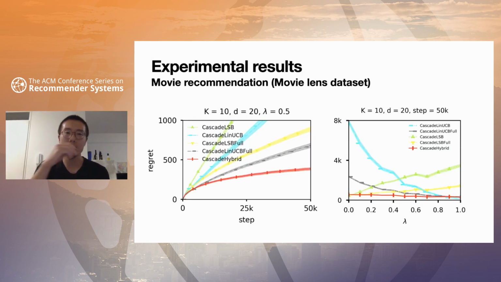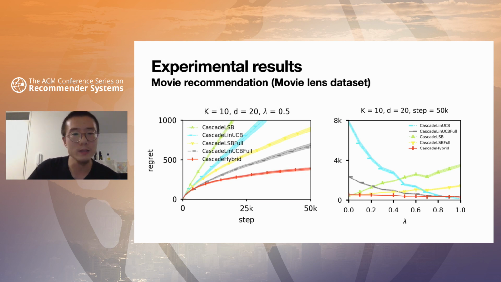And then we conduct an empirical evaluation on two tasks. The first one is movie recommendation. So in the left plot, K means the number of positions, D means the number of topics. Lambda here is a parameter for our simulator. This lambda is unknown to all algorithms. So different values of lambda can control the balance between relevance and diversity of user preferences.